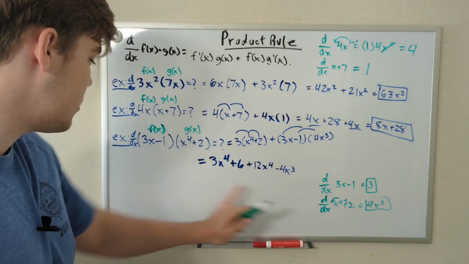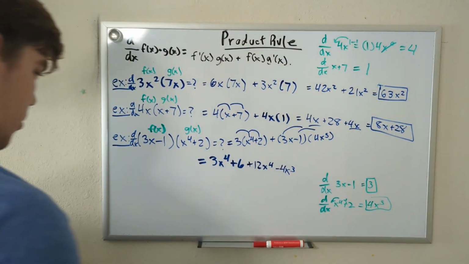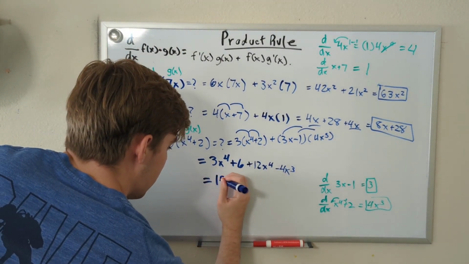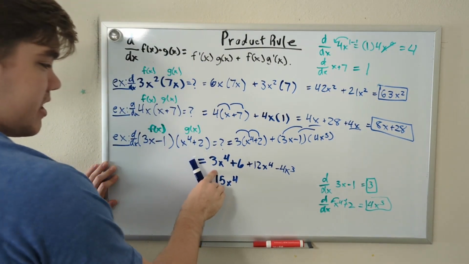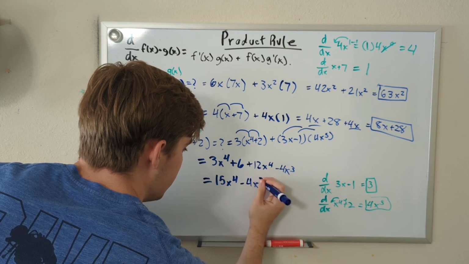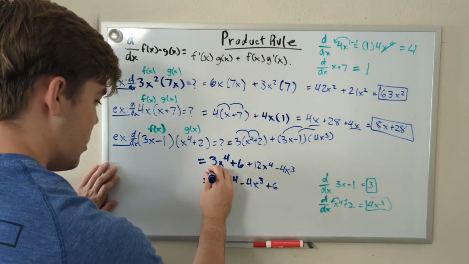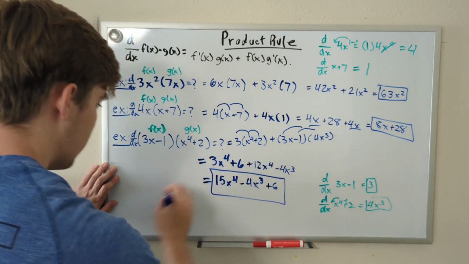So simplifying this down, the derivative of 3x minus 1 times x to the fourth plus 2 is equal to 15x to the fourth. We can add 3x to the fourth and 12x to the fourth, minus 4x cubed. That's the only cubed x we have in here, and then just plus 6 on the end. And that is our derivative.